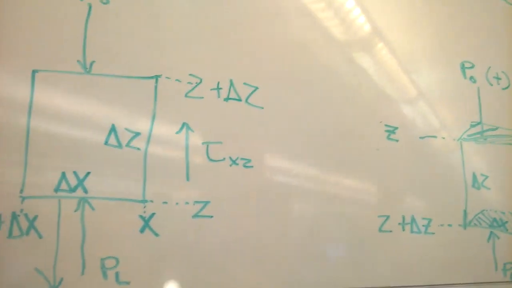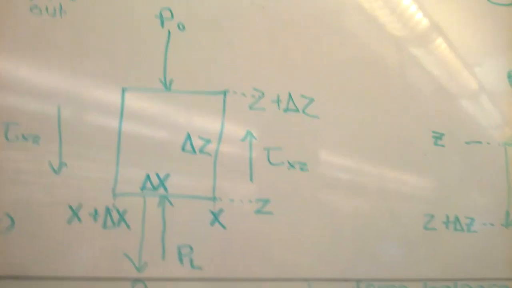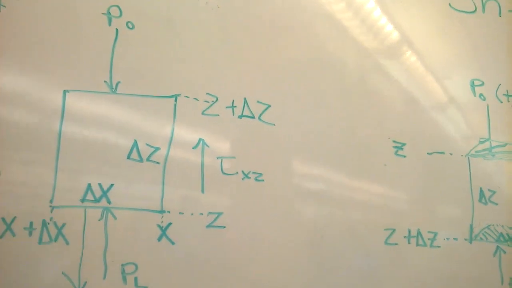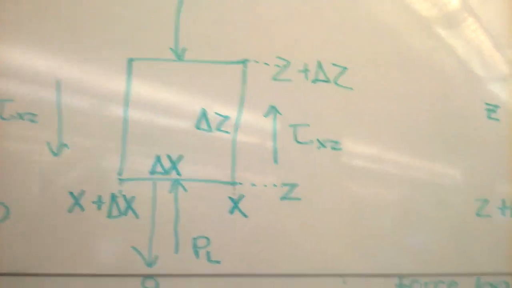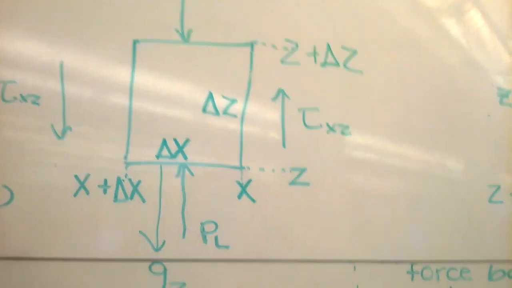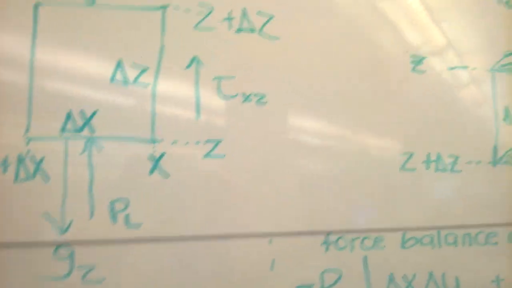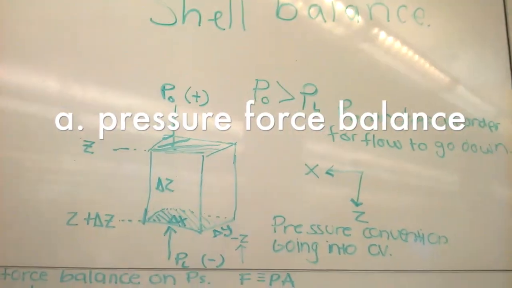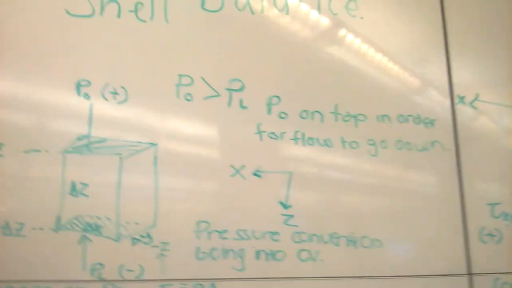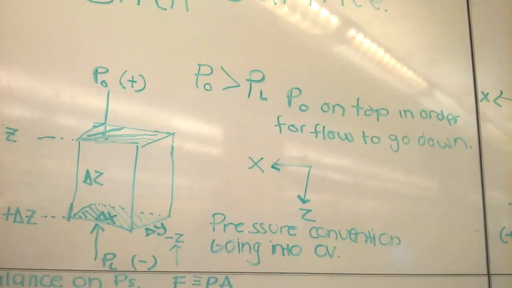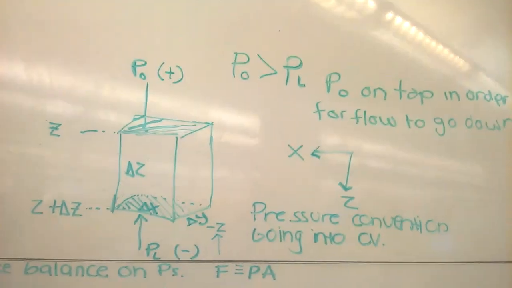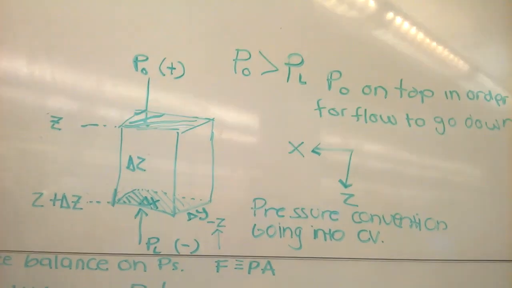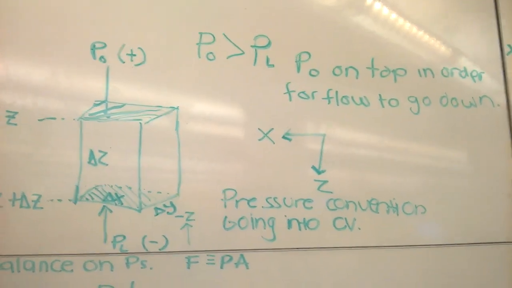I'll discuss how I chose my P0 and PL to be one going down, one going up. Then you also have your shear stresses as well as a gravity force. We're going to start with the pressure balance. As you can see in my notes right here, I chose P0 to be on the top because for flow to go down, the way it was defined in the problem, it goes from high pressure to low pressure.